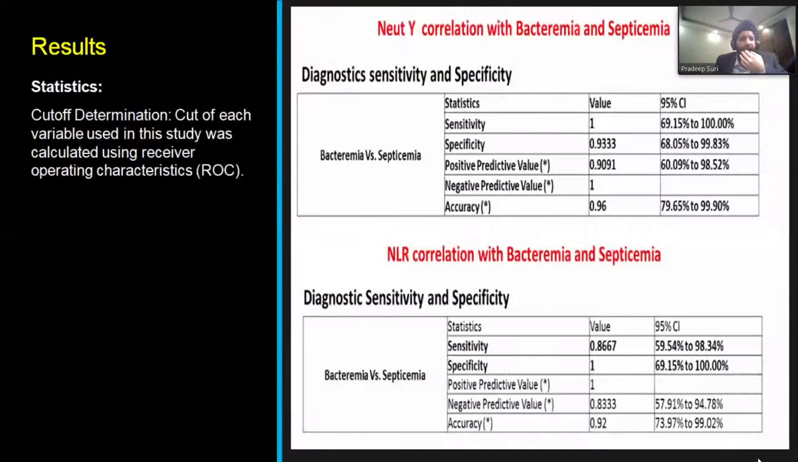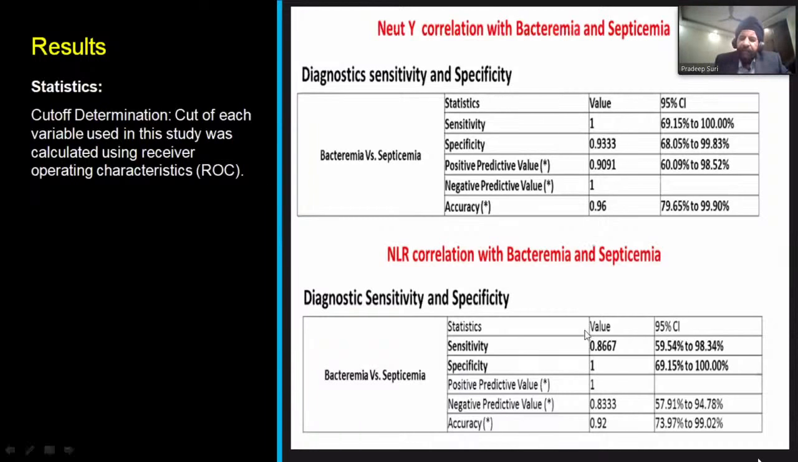So what we got from our ROC cutoffs using Youden's index was that the 2 parameters which showed the maximum promise were Nut-Y and neutrophil lymphocyte ratio. Nut-Y had a diagnostic sensitivity of 1, which is 100%, and a specificity of 0.93. The positive predictive value was 0.9, and the negative predictive value was 1, and accuracy was 0.96. So Nut-Y was the most sensitive marker amongst all the markers that we studied to differentiate bacteremia from septicemia.